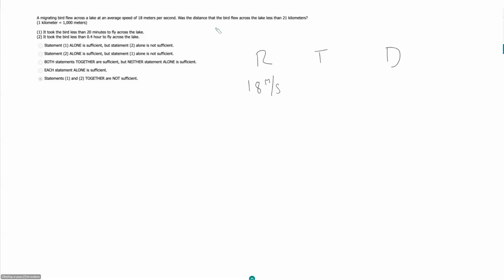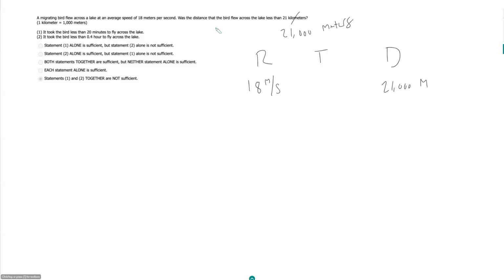Then what's the distance that the bird flew across the lake? Less than 21 kilometers. So how many meters is that? To convert from kilometers to meters, you got to multiply by 1,000. So was the distance that the bird flew less than 21,000 meters? I'll just put the limit of 21,000 here.